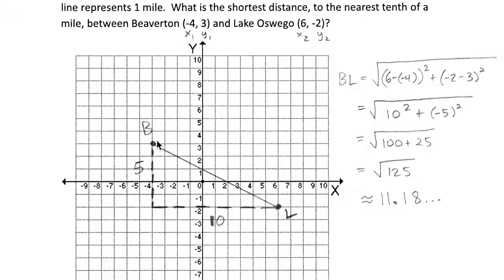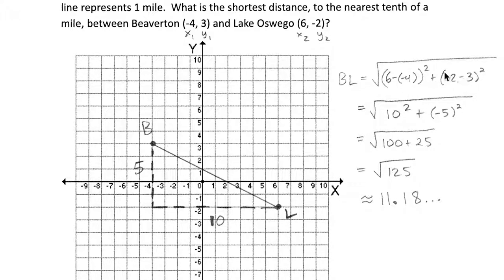What we can do is we can use our distance formula. We're given the coordinates. So here's my x1, y1 pair. Here's my x2, y2 pair. First in our formula, we're going to subtract the x values for that horizontal length. So -4 minus 6, or 6 minus -4. Remember, it doesn't matter what order.